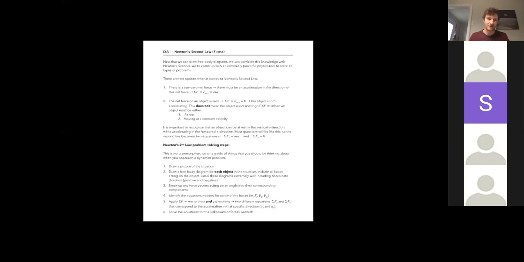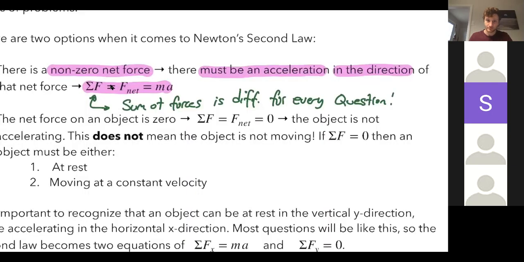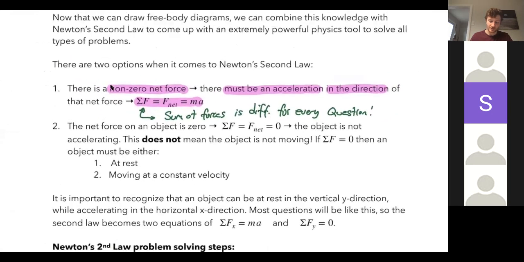It is different, and my screen is frozen. Are you serious right now? Of course it is. There we go. Sorry, I was highlighting some stuff.